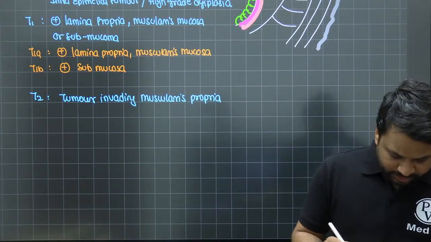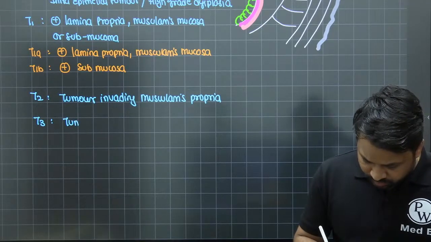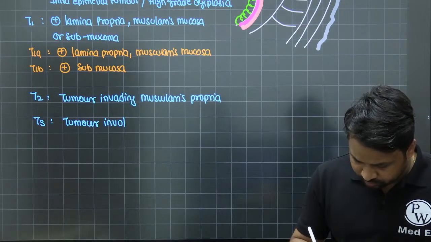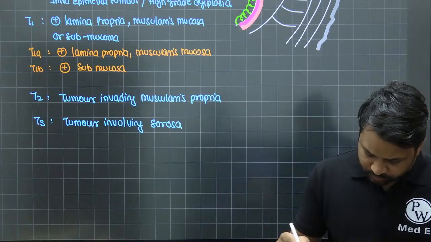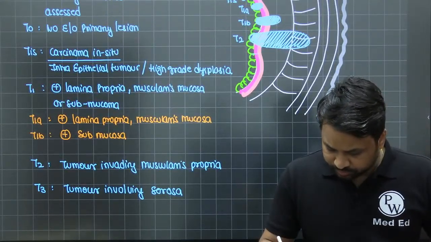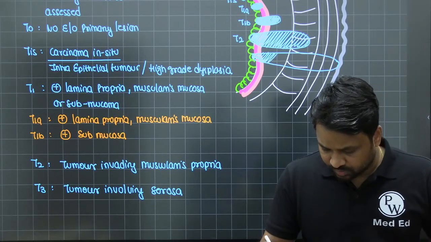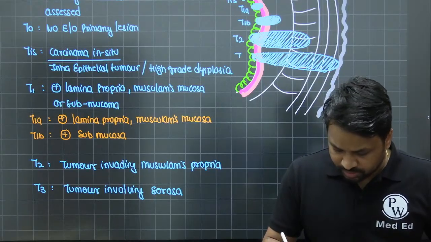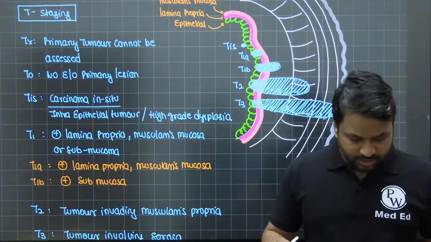Then you have T3 that involves serosa. Tumor involving serosa. Now, if you say from here, it goes all the way across here, it is involving all the way to the serosa. Involving of the serosa is considered to be a T3 disease, right?